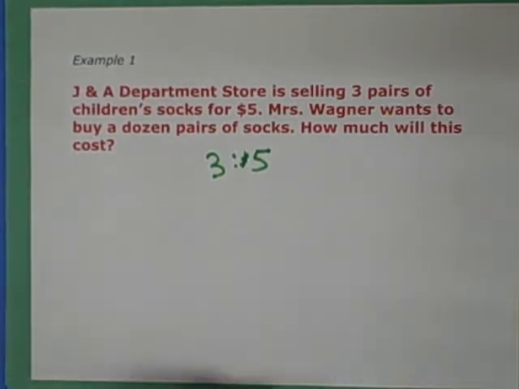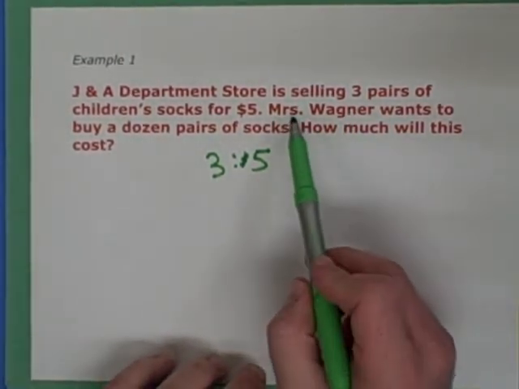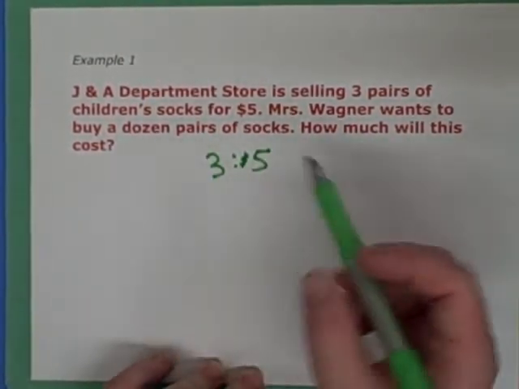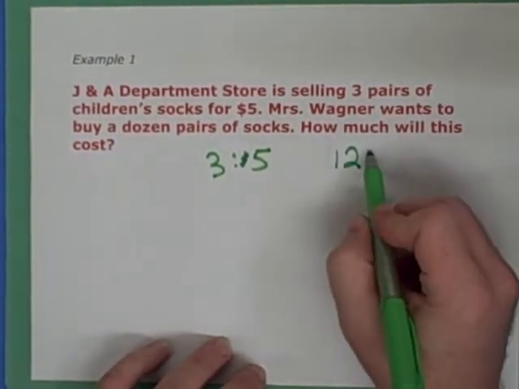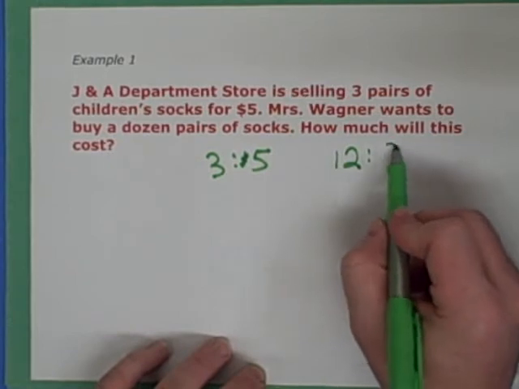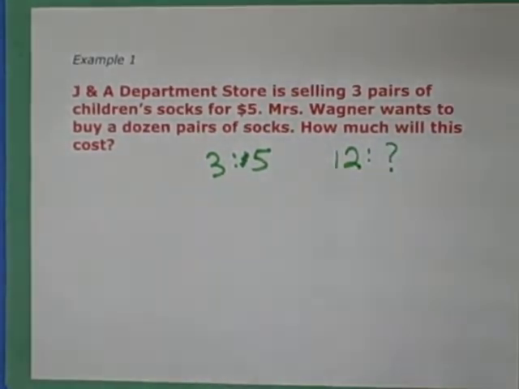In the second statement, Mrs. Wagner wants to buy a dozen. A dozen is going to be 12. And that is going to cost, well, we don't really know. So we're going to put a question mark there because we're not sure what that is.